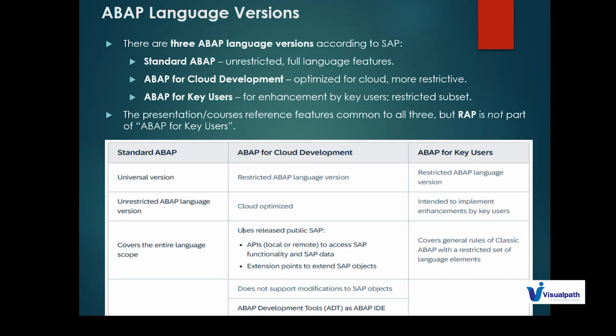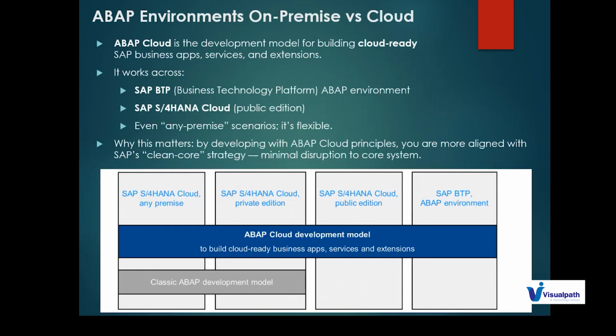Okay, and the ABAP for key users is only for enhancements. Key users can do some enhancements, some custom development, and everything. It also includes the classical ABAP. There are two environments, on-premise and cloud. So ABAP Cloud is actually a development model for building cloud-ready SAP business apps, and it works across SAP BTP.